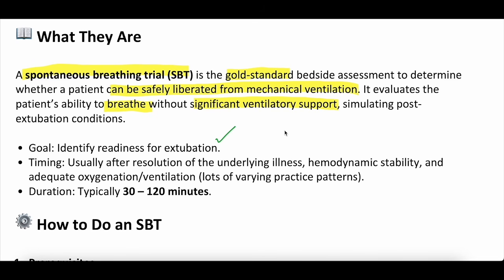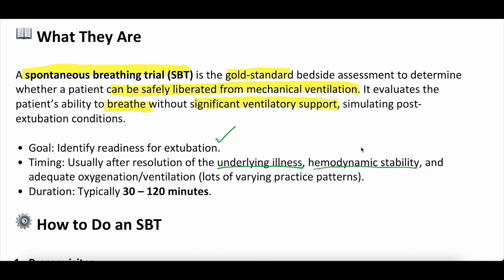Timing for spontaneous breathing trials, and we'll dive more into the details on this, but in general, we're usually doing this after improvement in the underlying illness, right? What caused them to be intubated? And have we improved that enough to no longer need the ventilator? If the cause was that they were completely obtunded and unresponsive, are they awake now? If the cause was profound hypoxemia from pneumonia, is their pneumonia improving? All these things make sense. So have we addressed the underlying cause in a way in which we think they might not need mechanical ventilation anymore? Hemodynamic stability is another one.